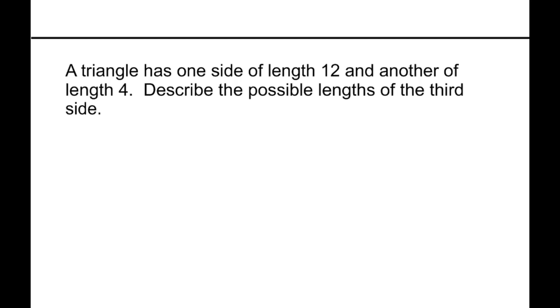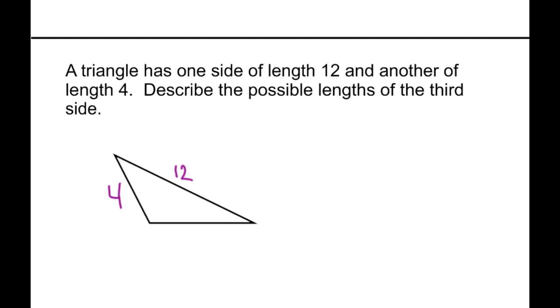Now that we know the triangle inequality theorem, let's look at possible side lengths. A triangle has one side that is 12, another side that's 4. Describe the possible third sides. Really, there are two different options here. The first option is if I draw a triangle and I have 12 be my longest side, and then I'll have 4 as my other side.